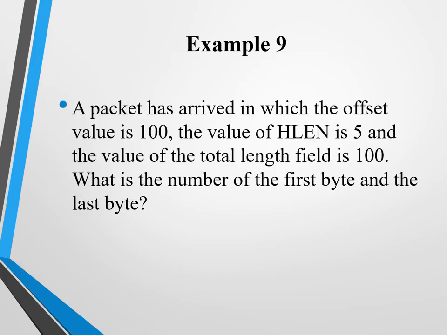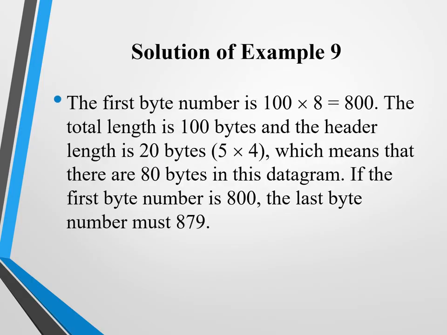Next one, a packet has arrived in which the offset value is 100, the value of HLEN is 5, and the value of the total length field is 100. So what is the number of first byte and the last byte? फर्स्ट बाइट नंबर क्या है, 100 को हम 8 से मल्टीप्लाई करेंगे, दैट इज इक्वल टू 800. टोटल लेंथ जो है वो 100 बाइट्स है और हेडर की लेंथ क्या थी, 20 बाइट्स थी, that is 5 multiplied by 4. So which means that there are 80 bytes in this datagram.